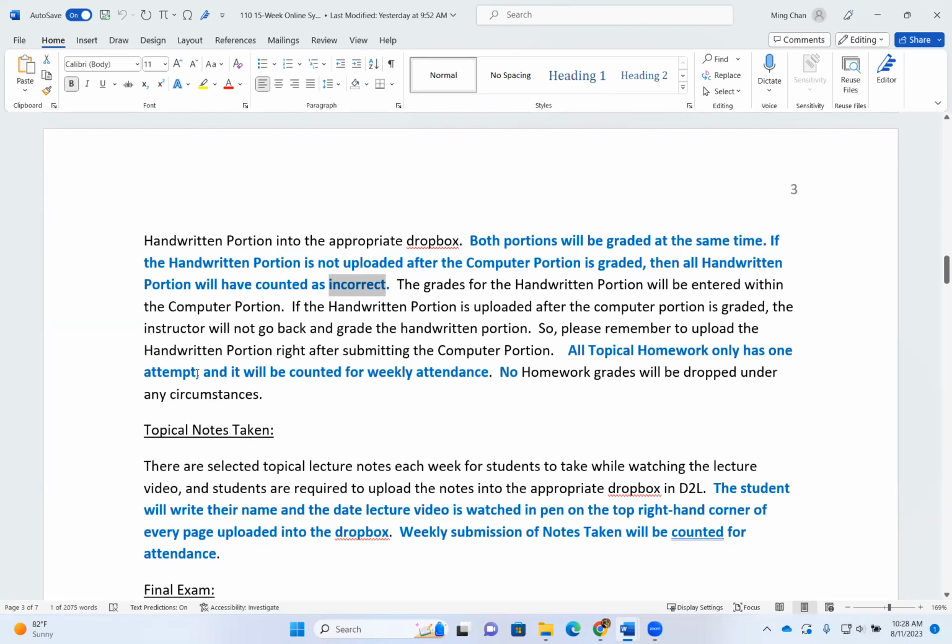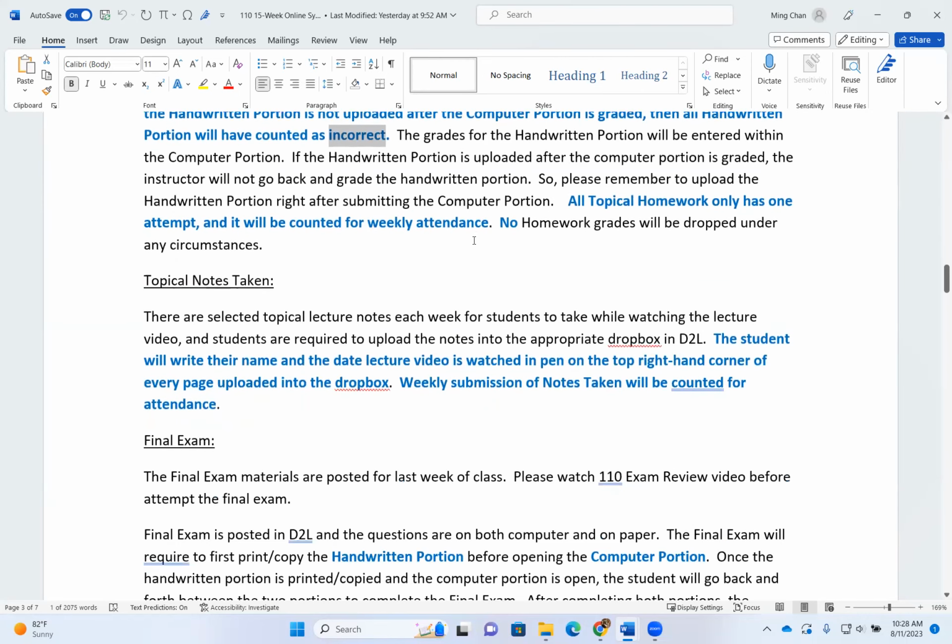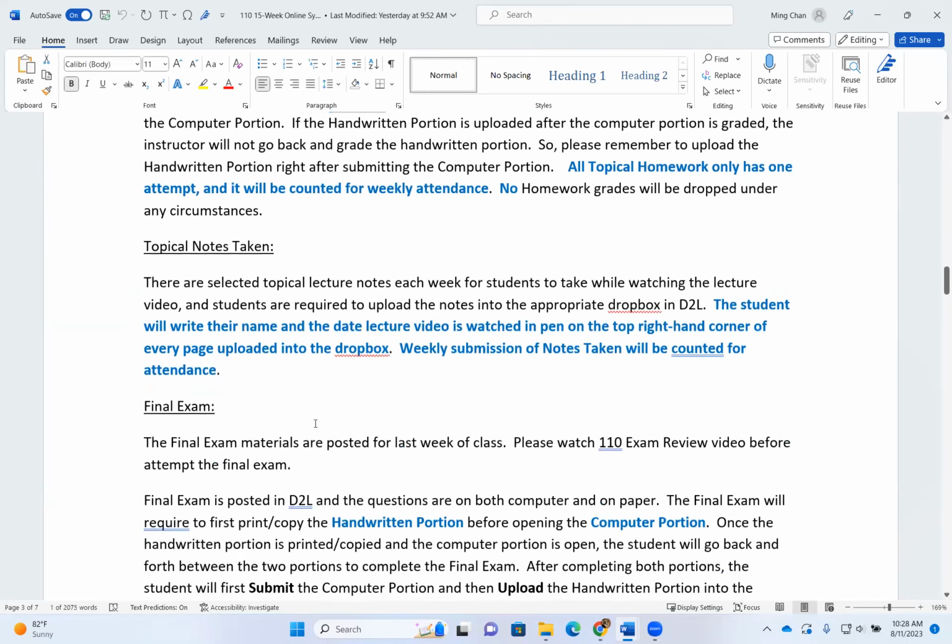All topical homework only has 1 attempt, and it will be counted as your weekly attendance, and no homework grade will be dropped.